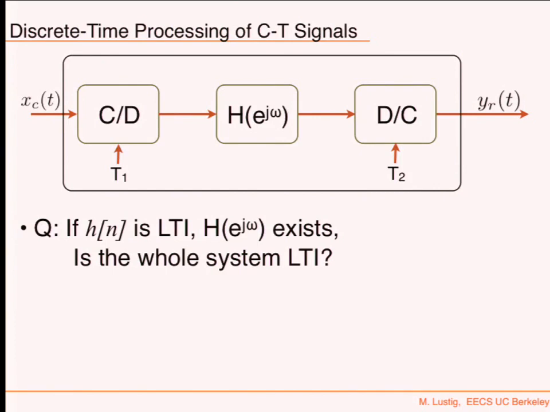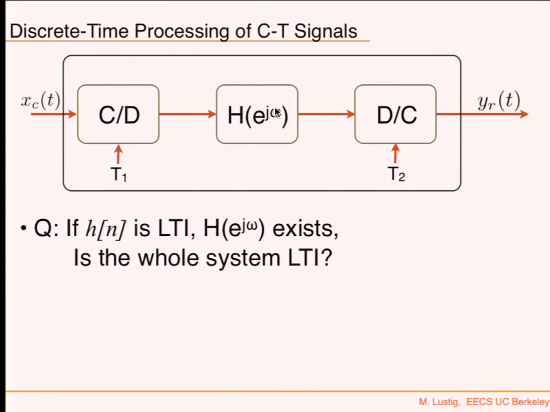Great. So let's talk now about discrete time processing of continuous time signals. Okay. So here's what we have. We have a continuous time signal gets into a discrete time system. Or in fact, this is a continuous time system. Right? It continues here, continues here. In this continuous part, we have a continuous to digital conversion with some sampling rate T1. Then we have a discrete time system. In this case, we're going to assume that it's LTI.